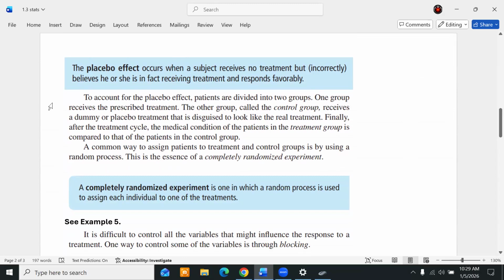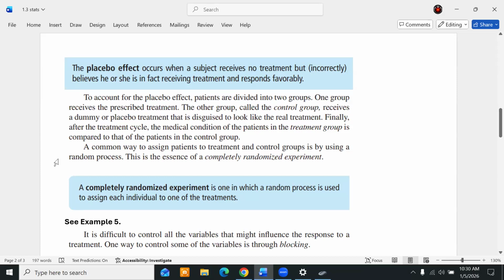To account for the placebo effect, patients are divided into two groups. One group receives the prescribed treatment. The other group, called the control group, receives a dummy or placebo treatment that is disguised to look like the real treatment. Finally, after the treatment cycle, the medical condition of the patients in the treatment group is compared to that of the patients in the control group. A common way to assign patients to treatment and control groups is by using a random process. And again, we looked at selecting random samples in section 1.2.